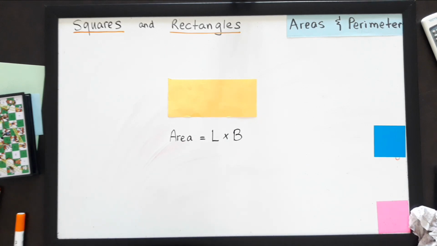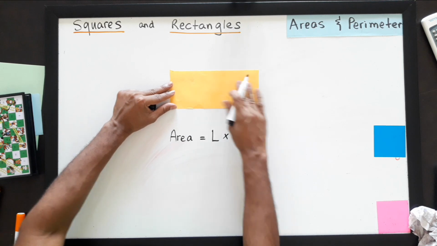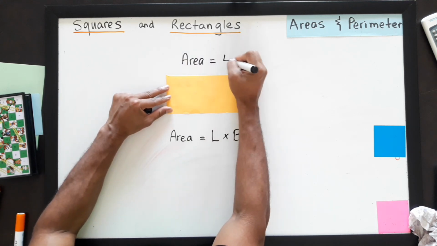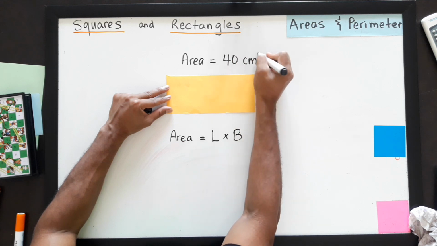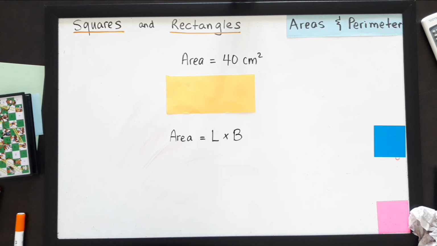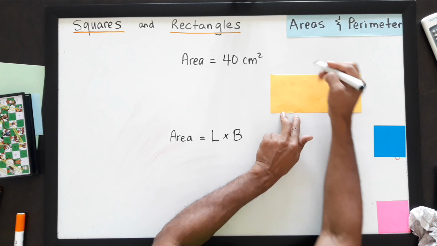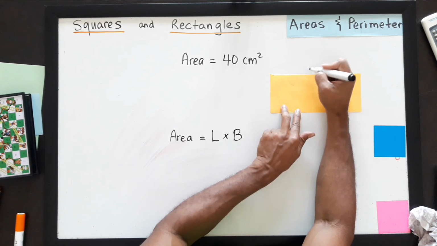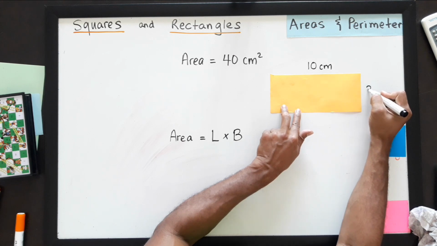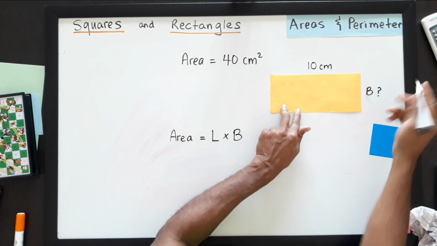Alright. So let's say I came and told you that the area of this rectangle was 40 centimeters squared. So I already told you that the area was 40 centimeters squared. Then I came and tell you, well, its length is 10 centimeters. But we do not know the breadth. So the breadth or the width is a mystery.